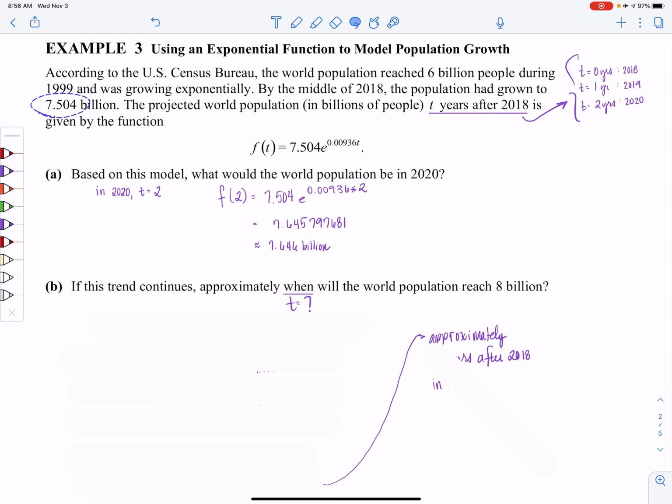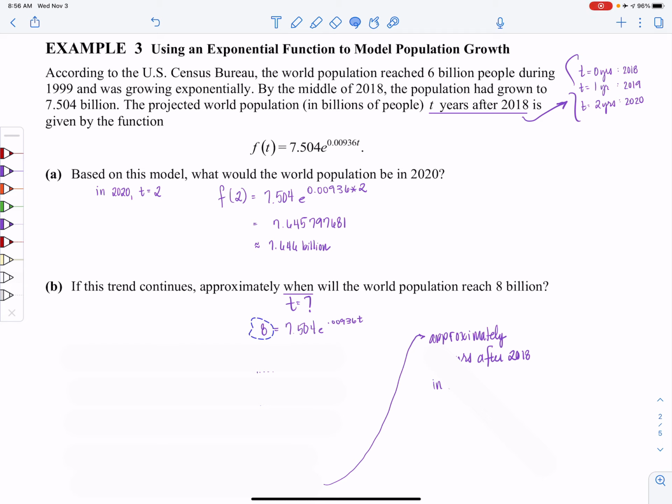Continuing on, if this trend continues, approximately when, so I want to know what my T value is, approximately when will the world population reach 8 billion people? All right, so 8 billion then is going to be my future amount. So you'll notice that I kept the right side of my equation identical. I didn't change anything. But for my future amount, I put in 8 for 8 billion people.